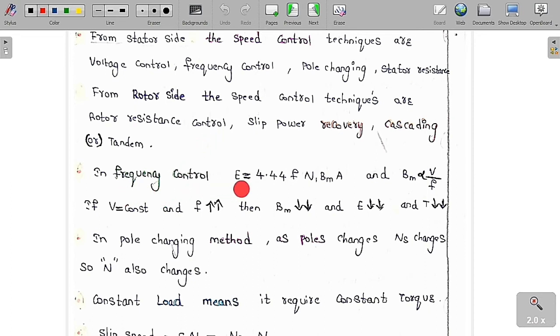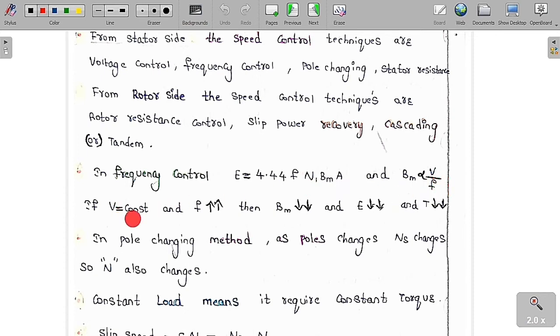In frequency control, I have already told you E is equal to 4.44 N1 F BM A, and BM is directly proportional to voltage by frequency. If V is constant and frequency increases, then definitely the maximum flux density decreases, and the induced EMF also decreases. As BM decreases, E also decreases, and the torque also decreases, because torque is a direct function of E2. As E2 decreases, torque also decreases. So in frequency control, E is equal to 4.44 F N1 BM A, as BM is directly proportional to V by F.